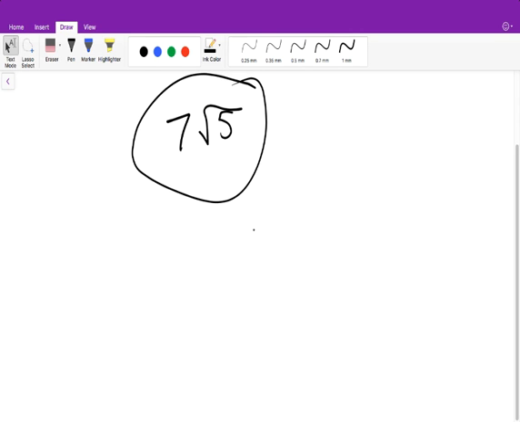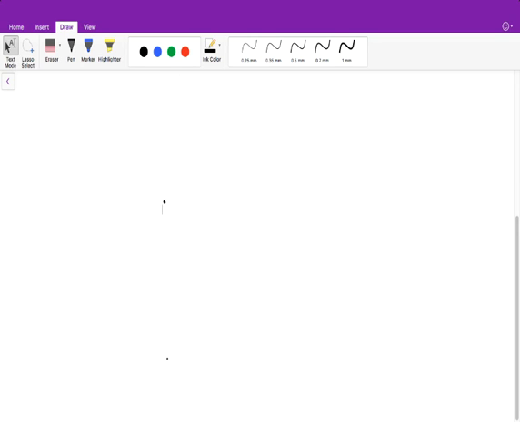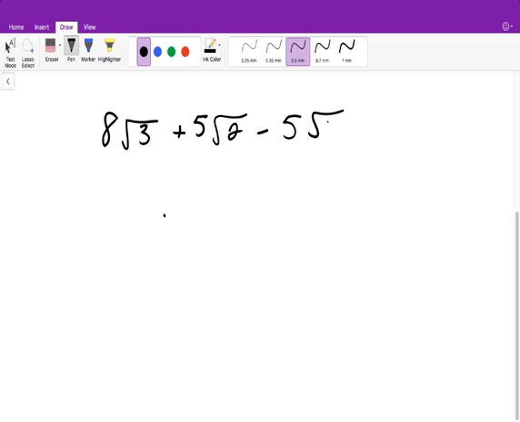All right, I'm just going to keep scrolling down. Rather than pausing it and rewriting, I'm just going to scroll down and make it a little bit easier for myself. All right, the second one we had 8 times the square root of 3 plus 5 times the square root of 2 minus 5 times the square root of 3 minus the square root of 2.